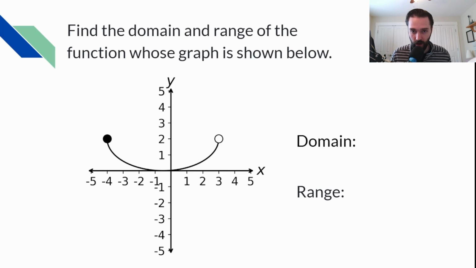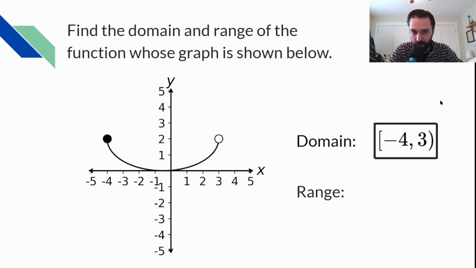Let's take a look at one more problem like that, where we find the domain and range just by eyeballing the function. Here we have the lower half of an ellipse, and it extends from -4, 2 up to 3, 2. And we have a point and a circle. So the domain, that's all the x values in between -4 and 3. -4 included, 3 excluded. So that's our domain.